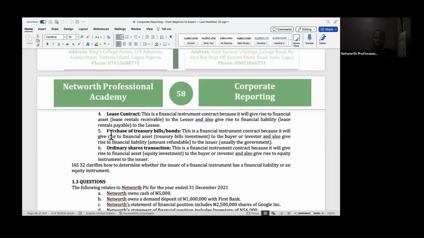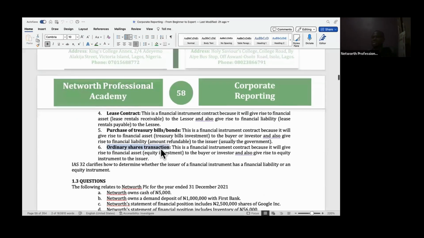Purchase of treasury bills, we explained that also. And we also explained the ordinary share transaction, meaning when you buy shares in a company or when a company issues out its shares, it is a financial instrument contract also, because it's going to give rise to a financial asset to the buyer of those shares, the investor. That's the person that will have the financial asset, whereas the issuer of the shares would have an equity instrument.